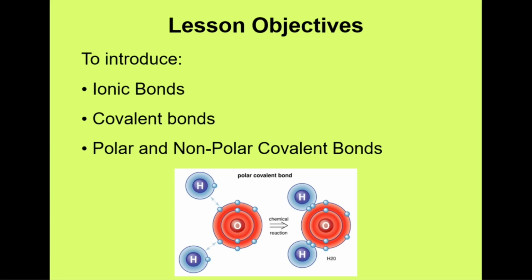So in this section, we're going to talk about two particular types of bonds that we come across frequently in biology, and they are ionic bonds and covalent bonds. And I'm going to finish this off just by talking to you a little bit about the difference between polar and non-polar covalent bonds. They have quite a big and important difference.